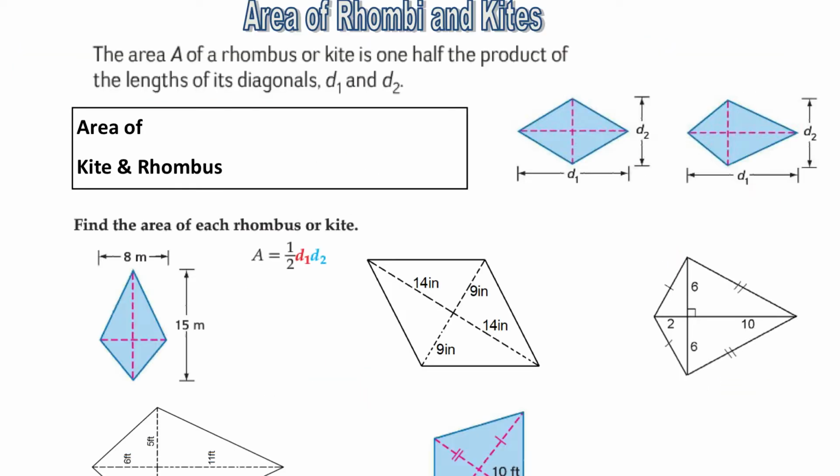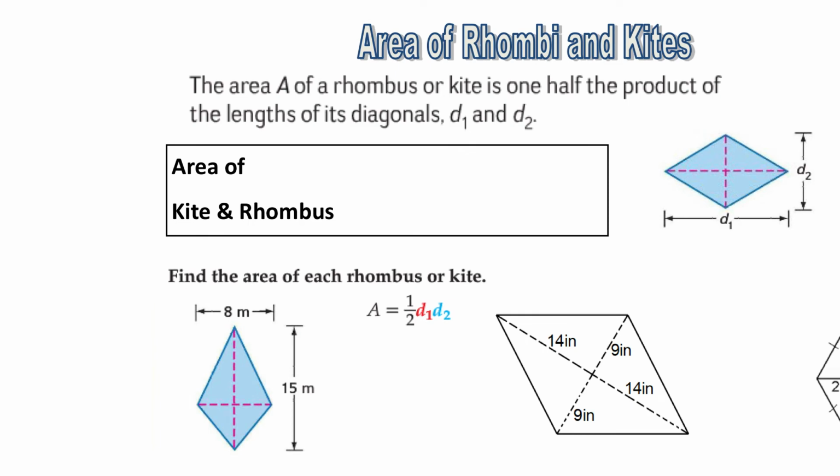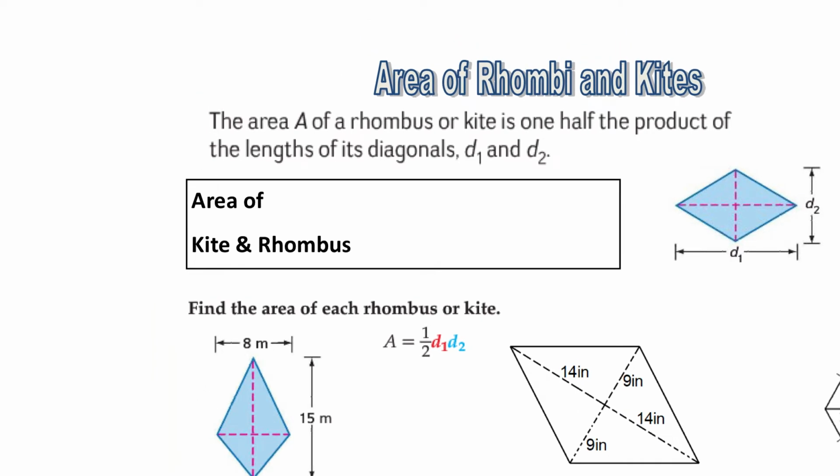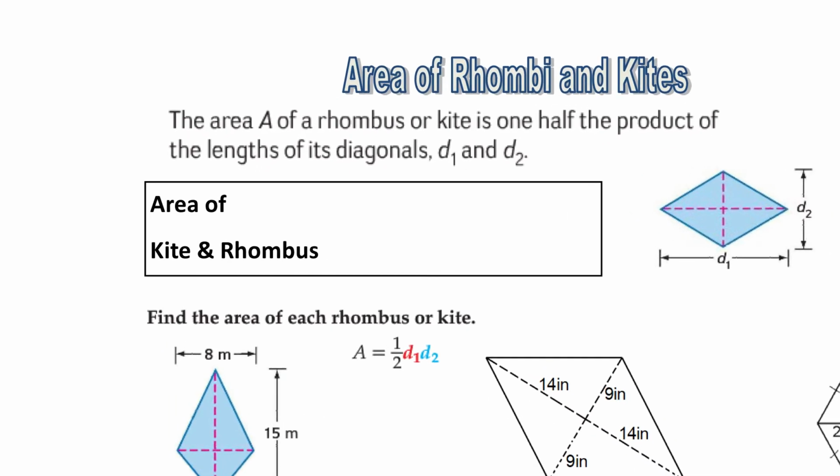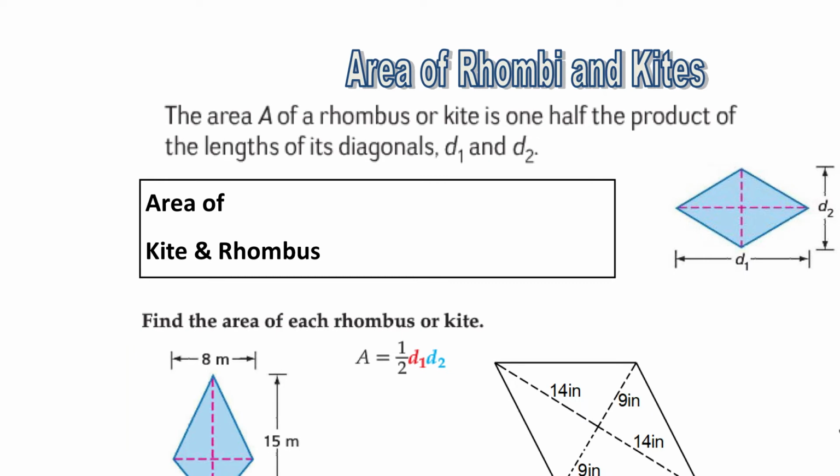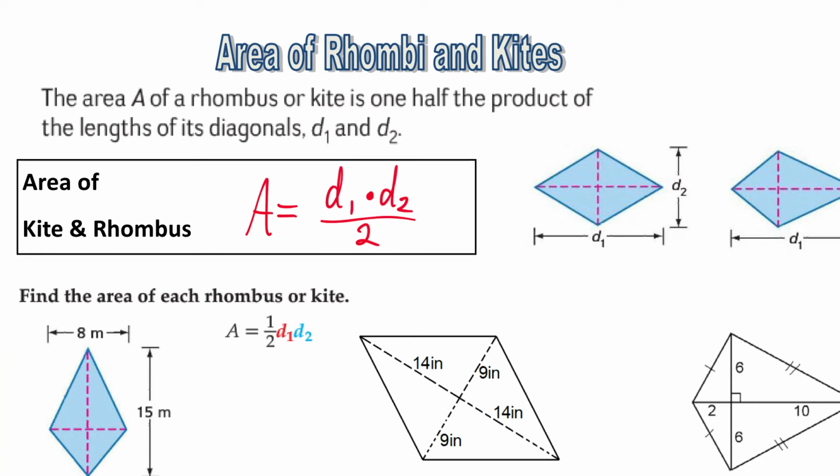Okay, so let's turn it over and let's talk about the formula real quick. Okay, area formula for a kite and rhombus, it's the same formula. Here it is, it's area equals diagonal 1 times diagonal 2 divided by 2. Or sometimes you'll see it written like this: 1/2 times diagonal 1 times diagonal 2. Same thing. I'm just going to write it like this.